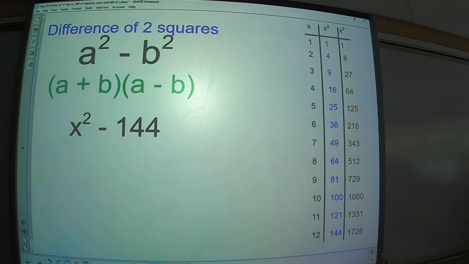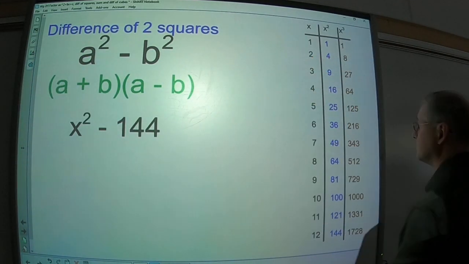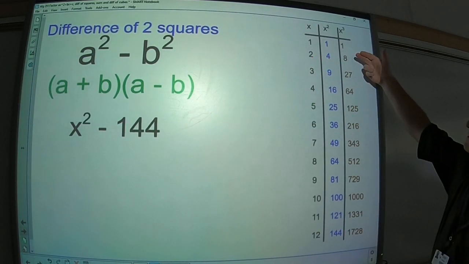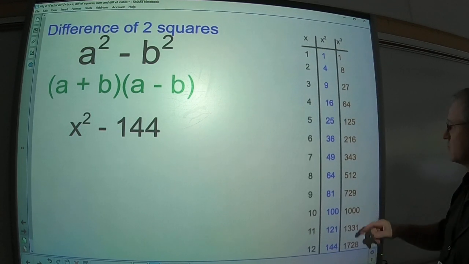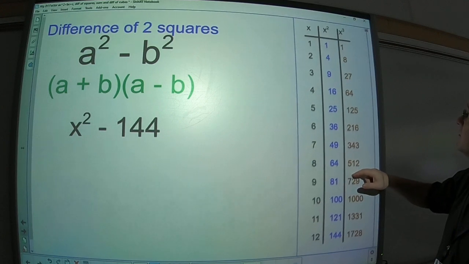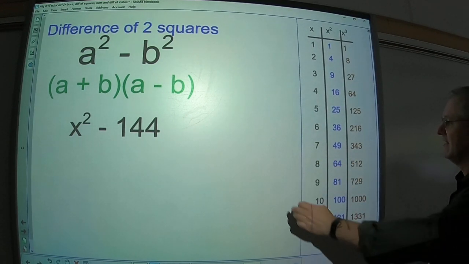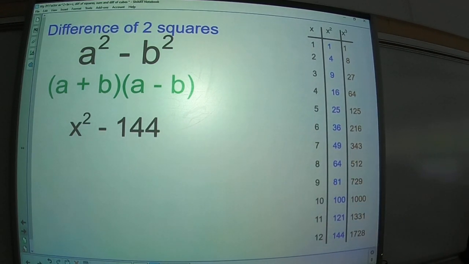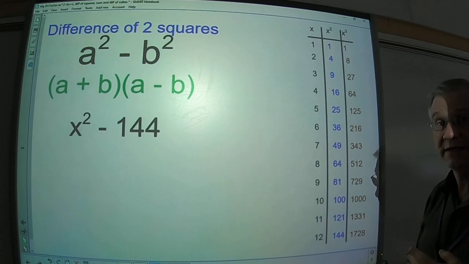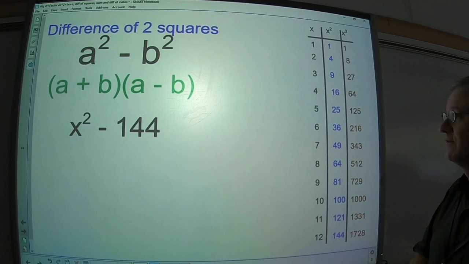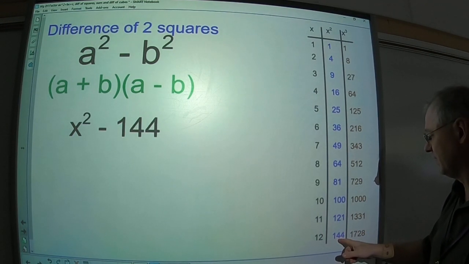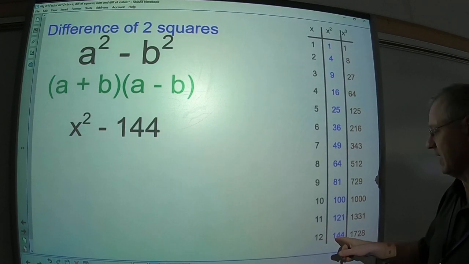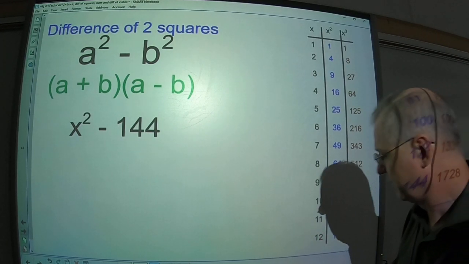Now, I've got this list of the numbers 1 through 12 and the square of each and the cube of each. Whoa, the cube of each, didn't mean to do that. That's going to be a handy table for you to have in your notes because then you can refer to it quickly to see if you can come up with what is what. For example, 144 is a square and it's 12 squared.